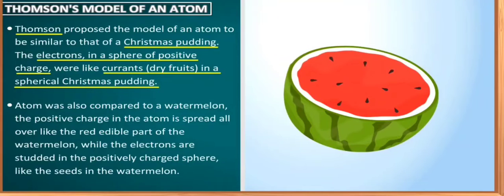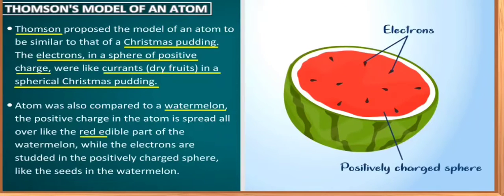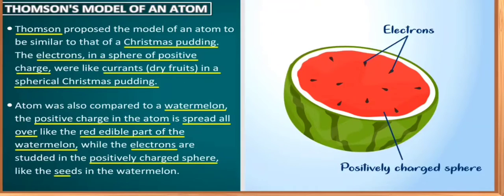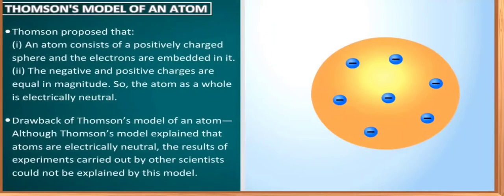Thomson also compared the structure of the atom to a watermelon. The red edible part in the watermelon was compared to the positive charge of the atom, and the seeds were like electrons embedded in the positively charged sphere. Let us understand it again. The positive charge in the atom is spread all over like the red edible part of the watermelon, while the electrons are studded in the positively charged sphere, like the seeds in the watermelon.